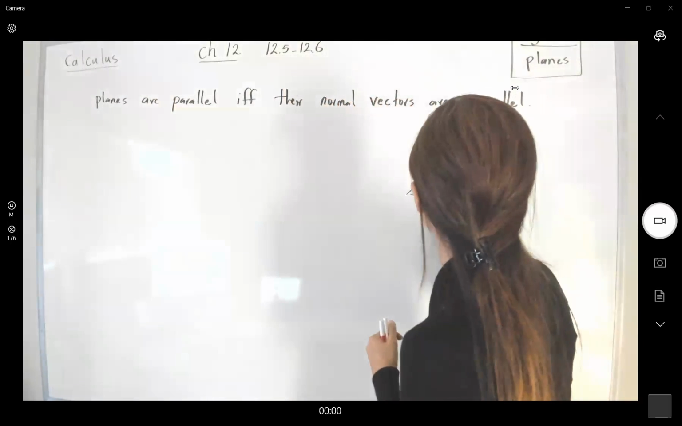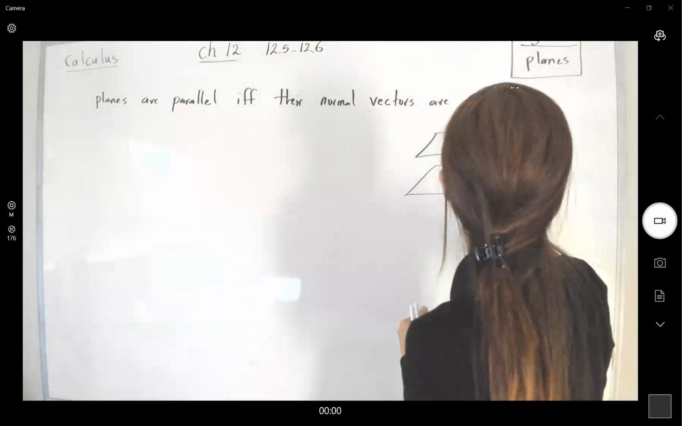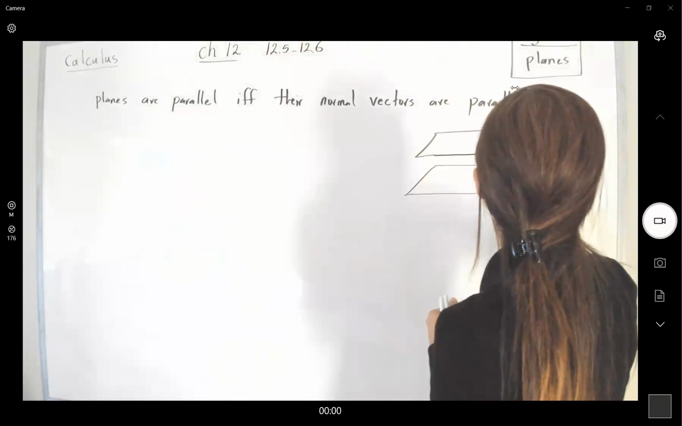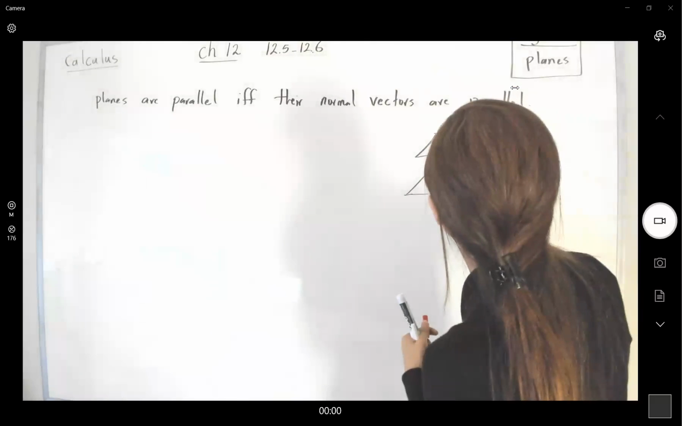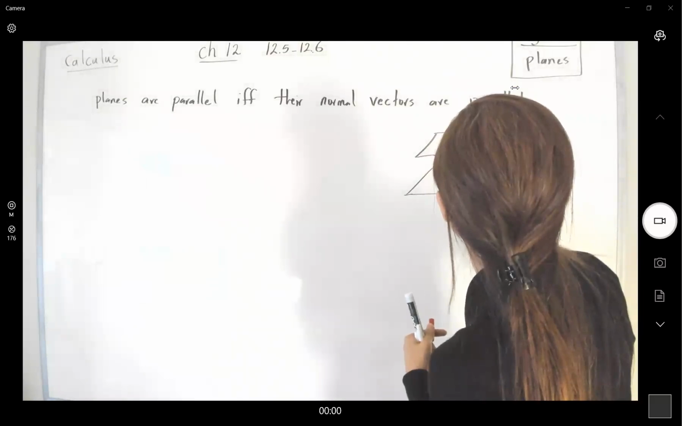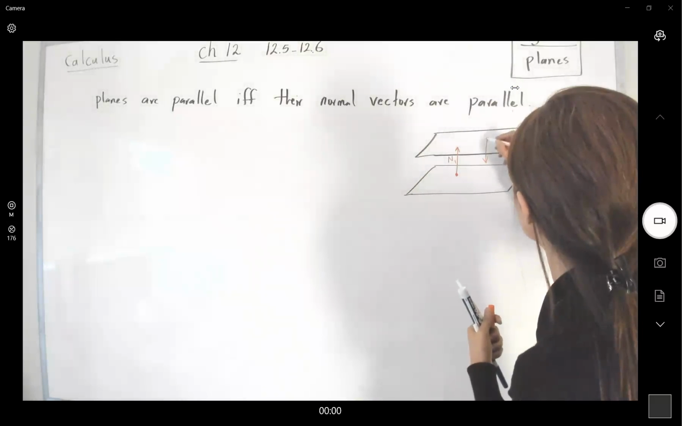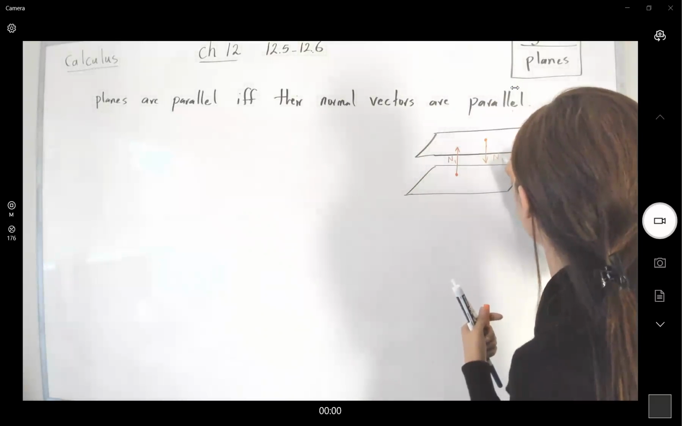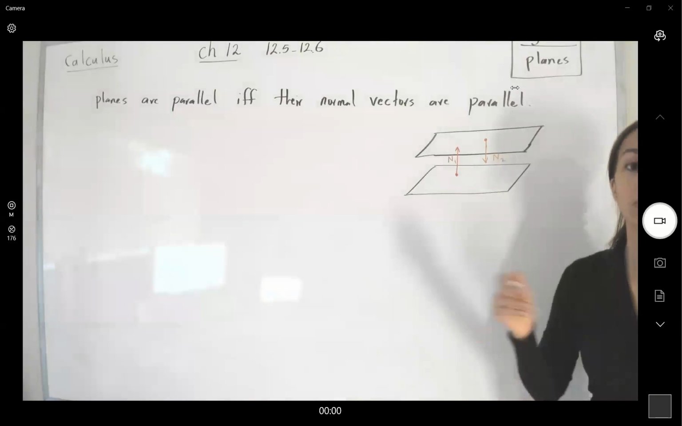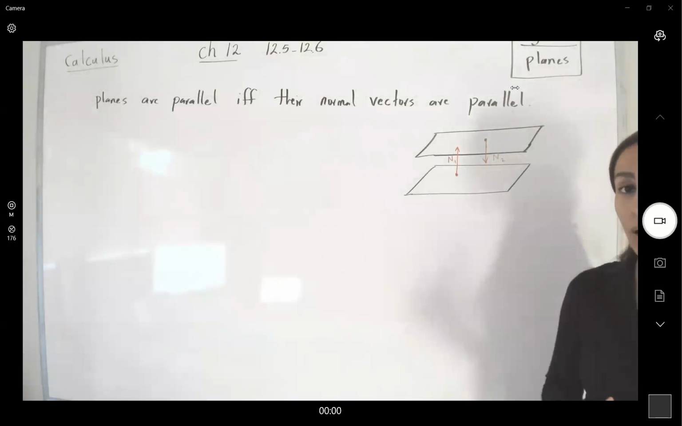This is your first plane, and this is your second plane. When these two planes are parallel to each other, it means that their normal vectors are parallel. So n1 is parallel to n2. So if you find the components of n1 and n2, if you do the division between the corresponding components, it is equal to a fixed number.